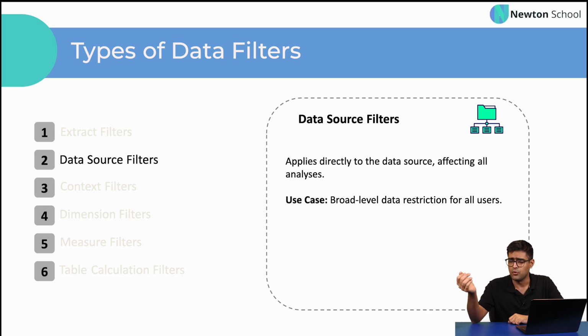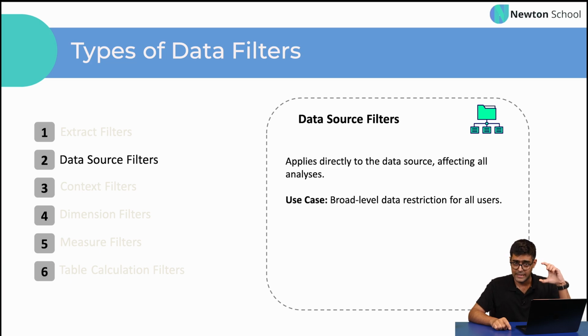What do you do then? You don't go back and remove the rows again from the extract, right? You can apply a data source filter. At the data source which you have for 1 million, you reduce the 200,000 rows. Now you have 800,000 rows which are important. So the definition of a data source filter is as follows. It applies directly to the data source, affecting all analyses.